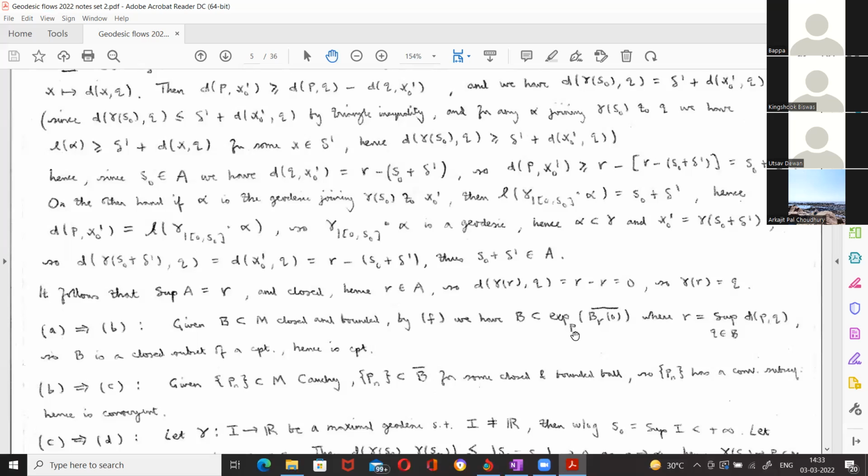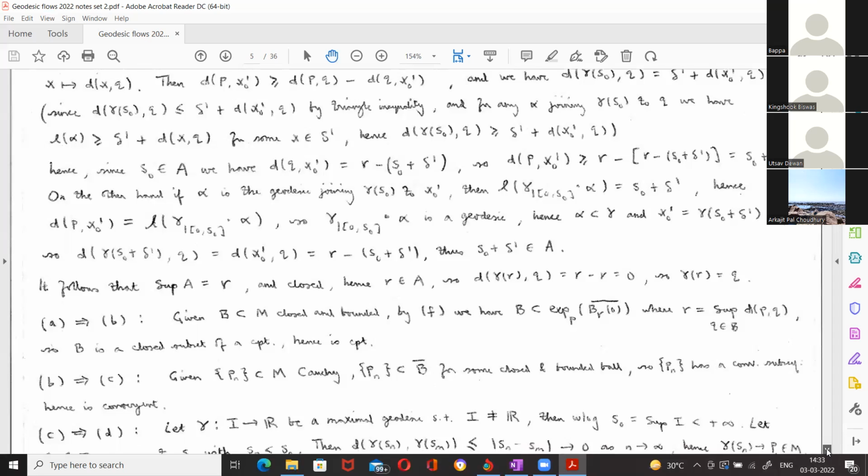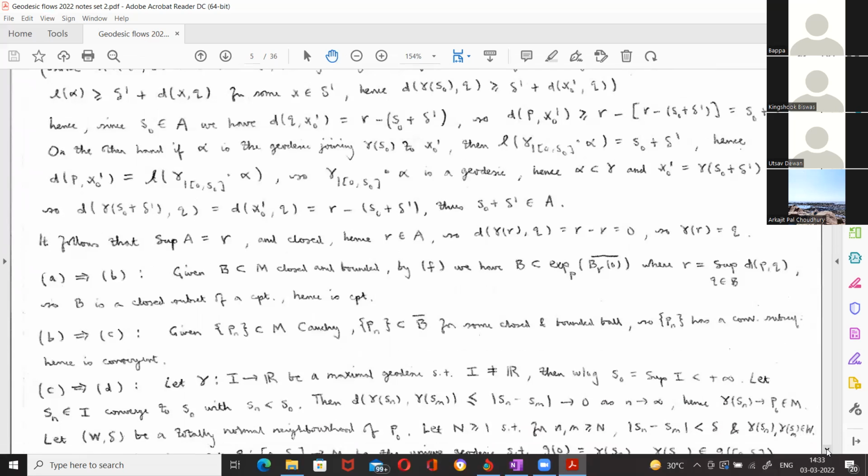Okay, so what does that mean? That means B is contained in the image of a closed and bounded set. The exponential is a continuous map, so the exponential of this closed and bounded ball is compact. So B is a closed subset of a compact set, and therefore B is compact. All right. Okay, so that's A implies B.